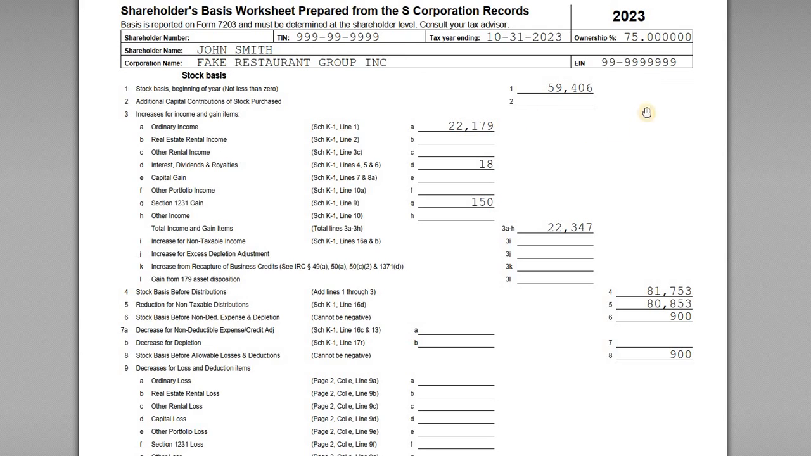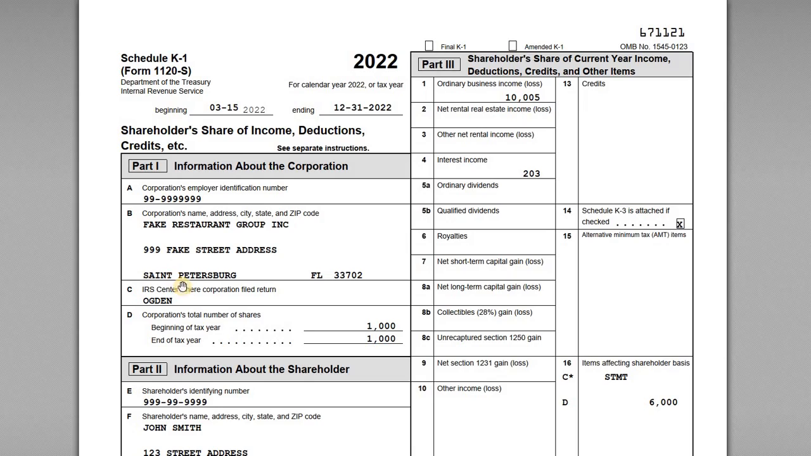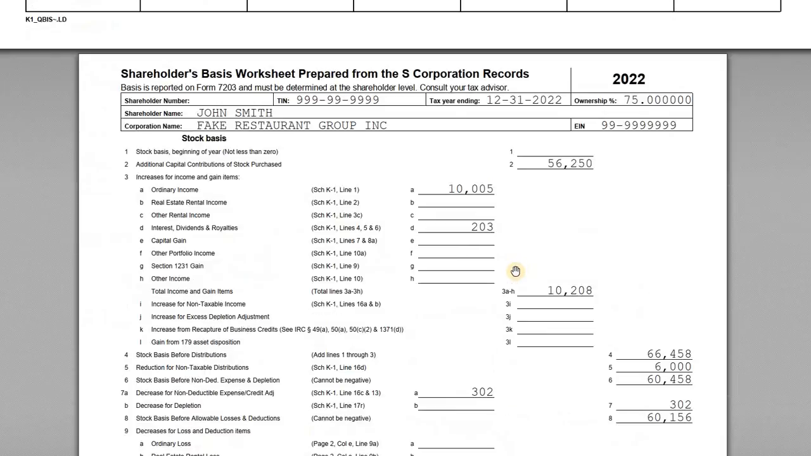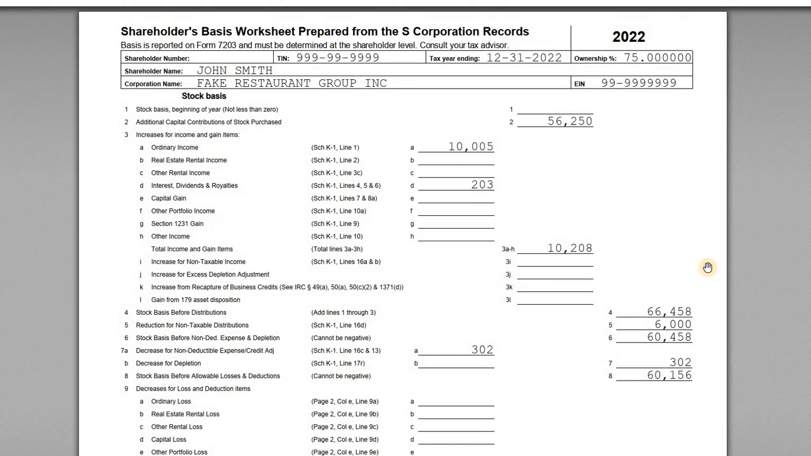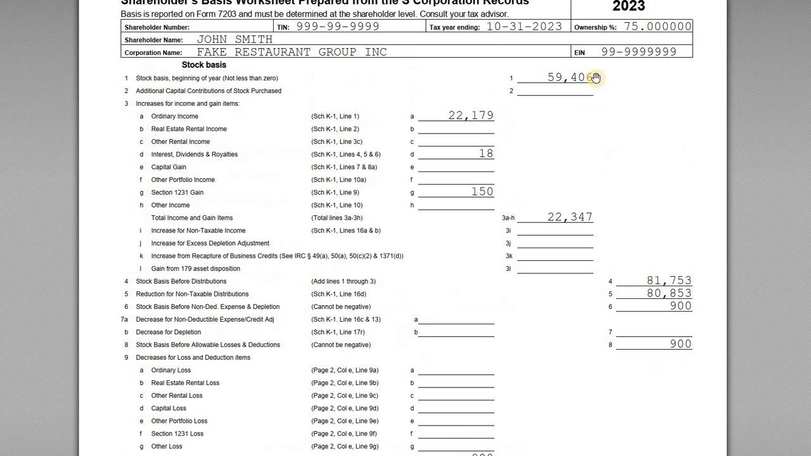So his basis at the beginning of the year, $59,506. We can see that carry forward from the prior year. If I go back to the 2022 K1 for John here, if we scroll down to his basis worksheet for 2022, we can see that at the start of the year, basis was zero because it was a brand new entity in 2022. But his end of the year shareholder basis at the end of 2022 was $59,406. And so that basis figure has been rolled forward to this year as well.